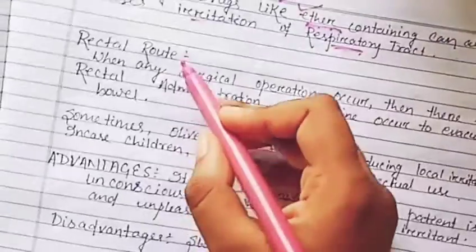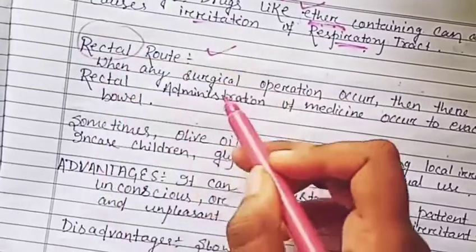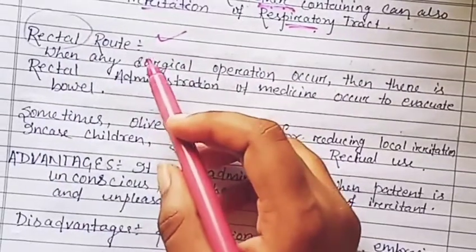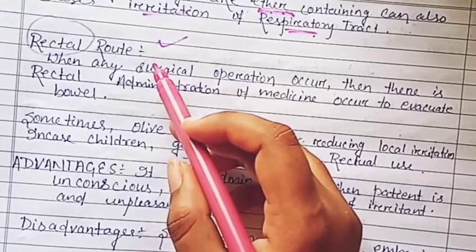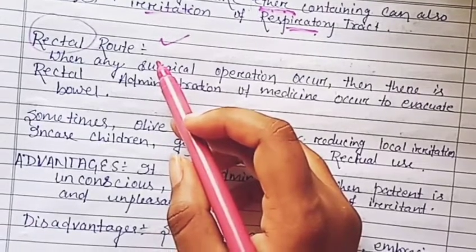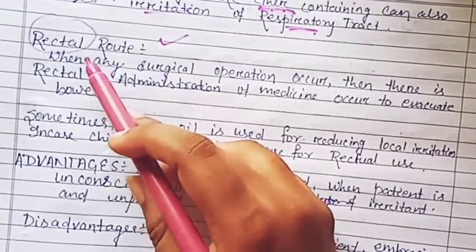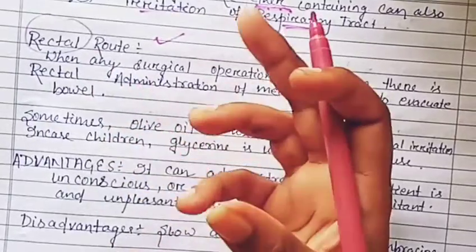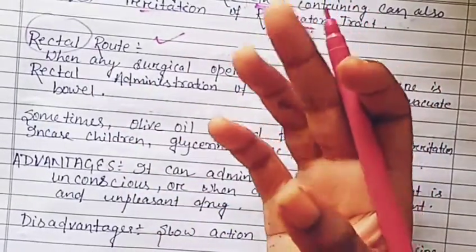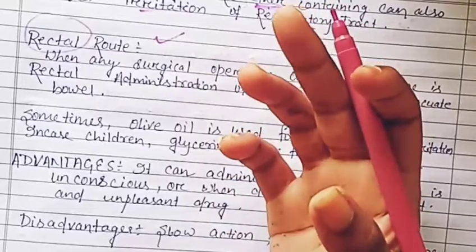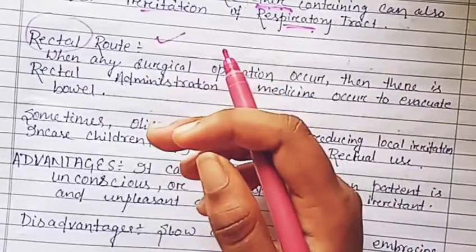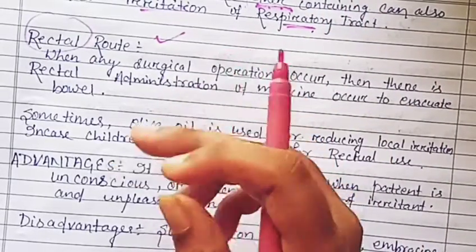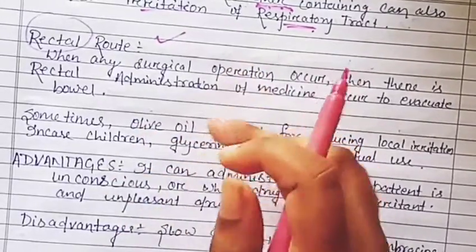Now the rectal route. Rectal means rectum. The rectum is the last part of our gastrointestinal canal, where fecal matter is deposited. After the rectum comes the anus, through which fecal matter opens out during defecation. Defecation means the time when we dispose of our fecal matter.